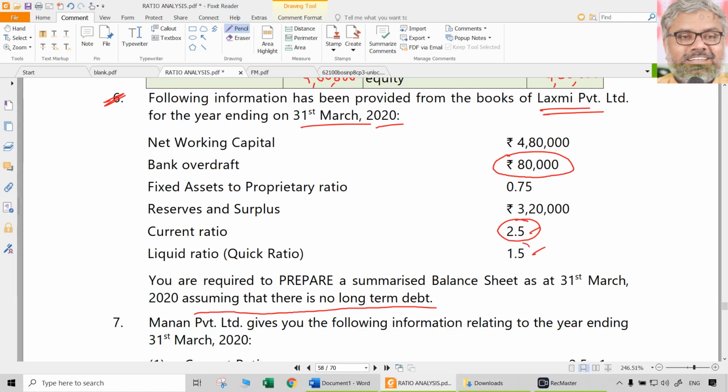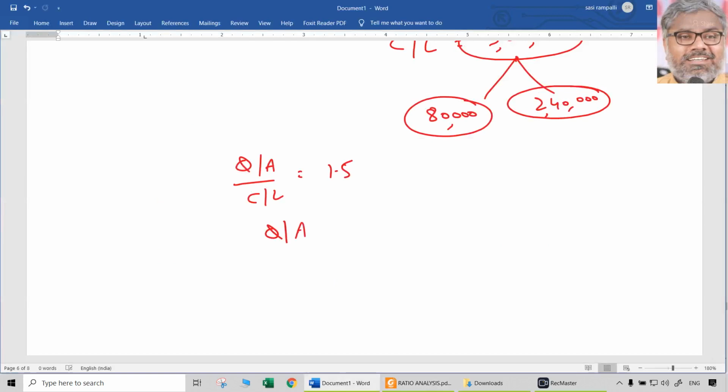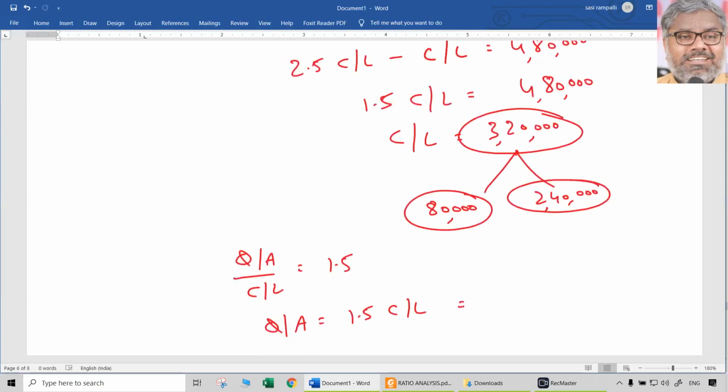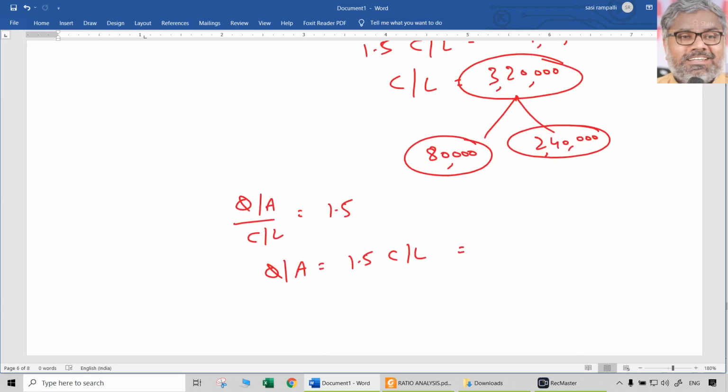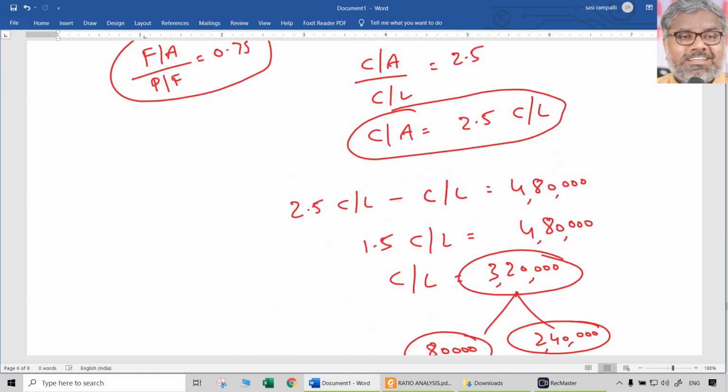Now, quick ratio is given, the liquid ratio, that is 1.5. So what is quick ratio? Quick assets divided by current liabilities, that is equal to 1.5. Quick assets is equal to 1.5 times of current liabilities. Since we know current liabilities is 3,20,000 already, how much will be quick assets? 1.5 times of 3,20,000, 4,80,000 is going to be the quick assets.